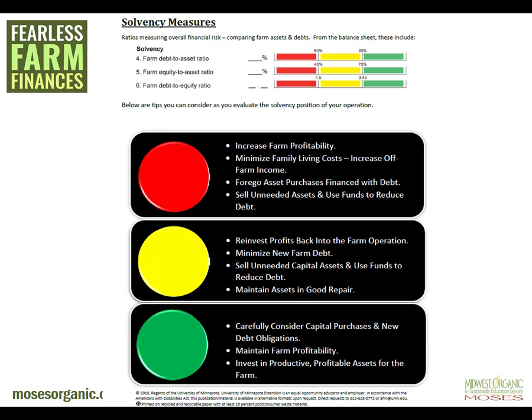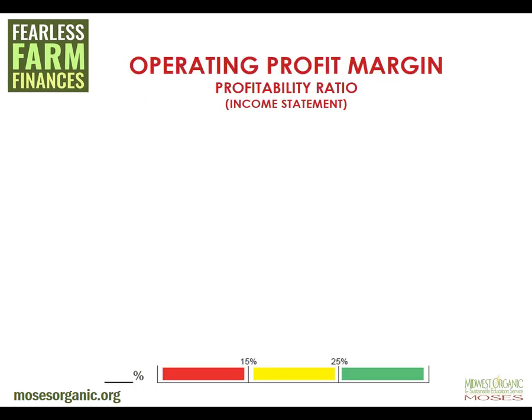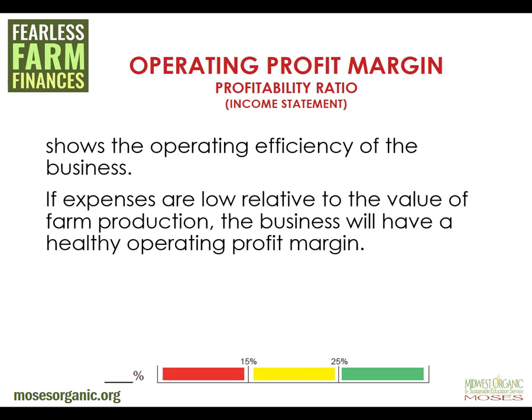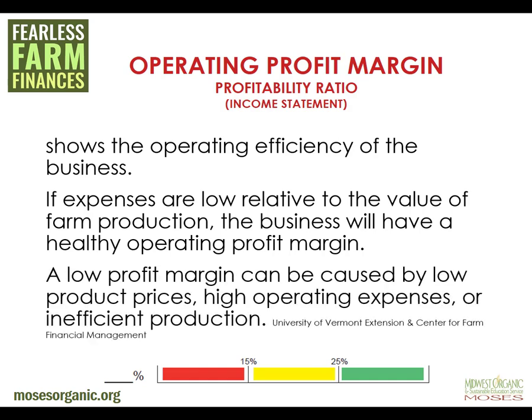So whenever you see these throughout the presentation, that's a resource for you to be able to look at them and study them and figure out, wow, hey, this is what I need to do to either maintain or improve these ratios. So let's jump to operating profit margin. This is a profitability ratio coming from the income statement. So this shows the operating efficiency of the business, and if expenses are low relative to the value of farm production, the business will have a healthy operating profit margin. A low profit margin can be caused by low product prices, high operating expenses, or inefficient production.